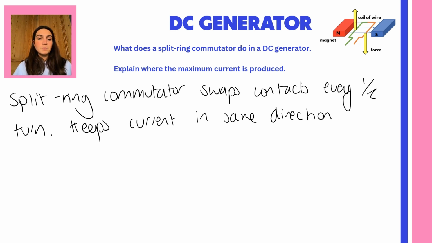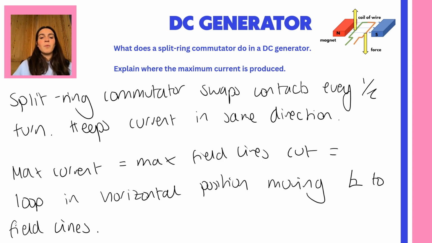Okay, good. Explain where the maximum current is produced. So you'll get the maximum current as this coil spins when it is in the horizontal position that's actually shown on the top right hand side here. I call this a horizontal position, but you might want to draw it to be clear. When it's in that position, it is cutting the most field lines per second. So you get the maximum induced potential difference and you get the maximum current in that particular position.